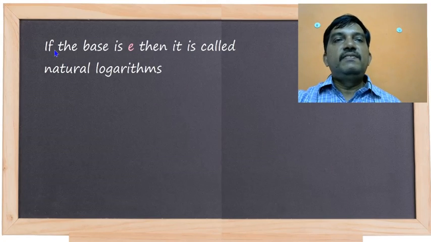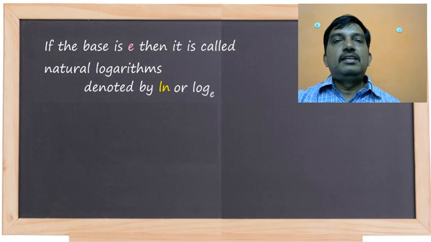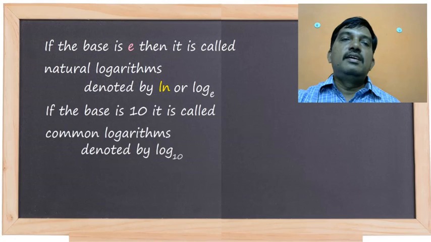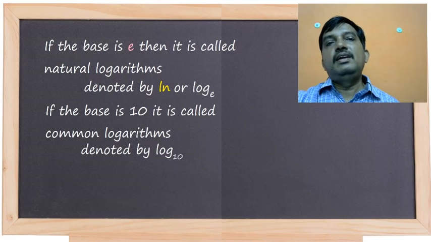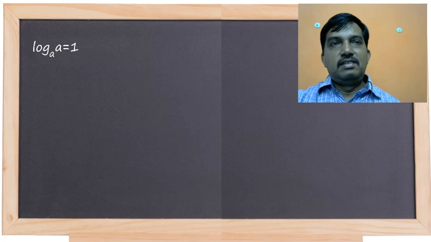Now if the base is e, then it is called natural logarithm, and the natural logarithm is denoted by ln. You can read it as ln, and sometimes it may also be written as log to the base e. Ln or log to the base e, both are the same. And if the base is 10, it is called common logarithm, and it is denoted by log to the base 10 of something.